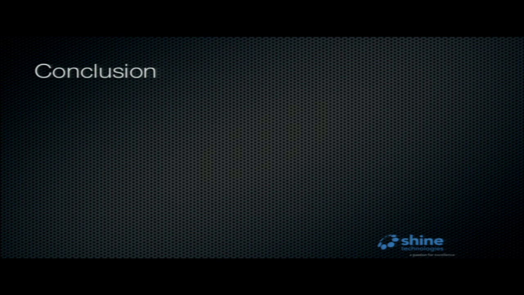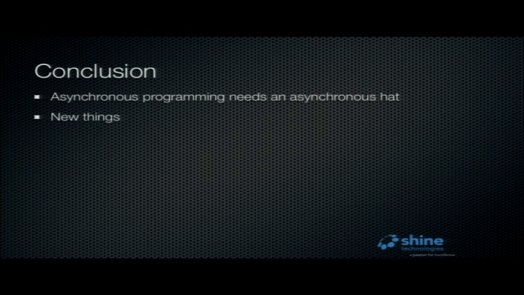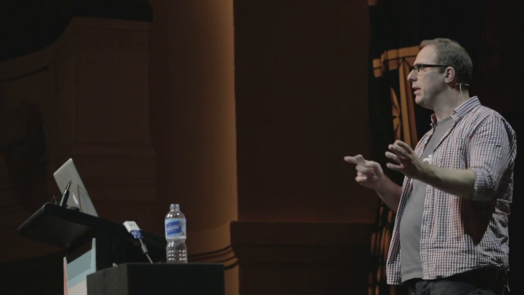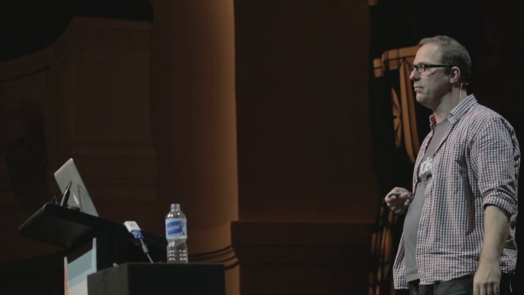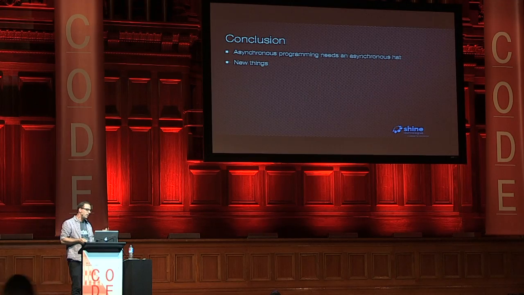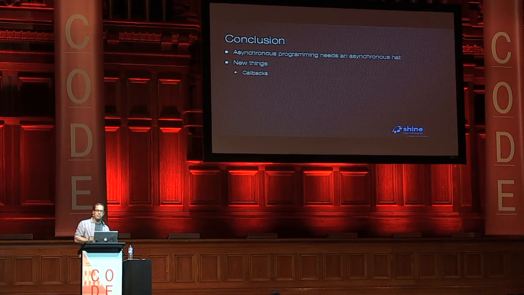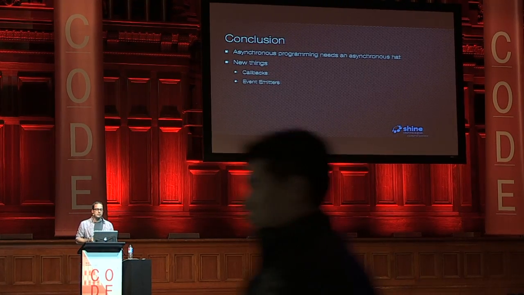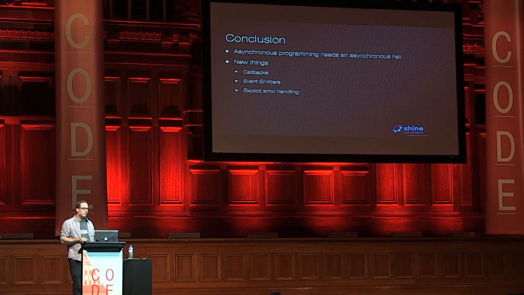So this brings me to the conclusion of this talk. I hope what I've shown is that asynchronous programming needs some kind of different mindset, a different hat. There are a few new things that you have to wrap your head around. Some of them already exist in front-end coding, but in Node.js you just have to go head-on with asynchronous programming, so you really have to wrap your head around them. Stuff like callbacks, event emitters, the explicit error handling that we see.